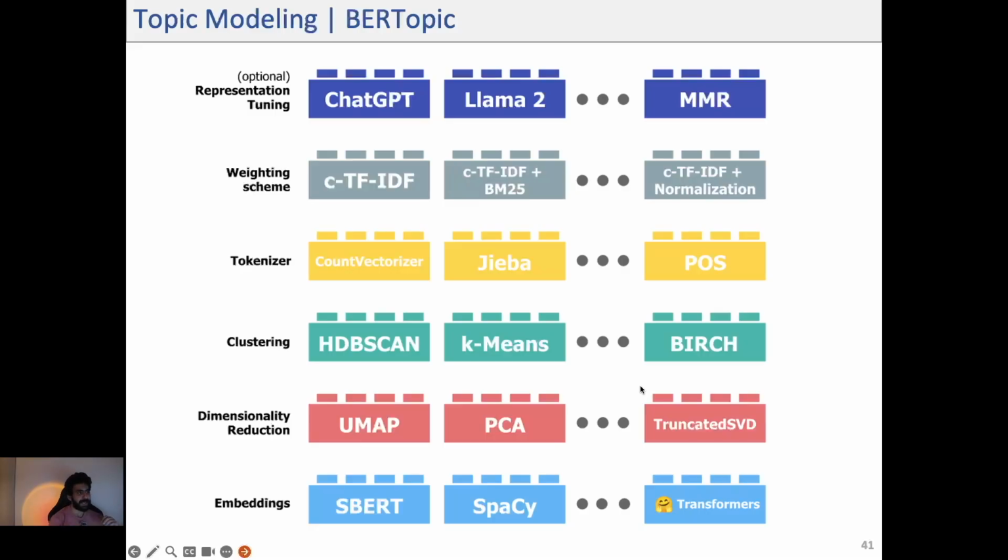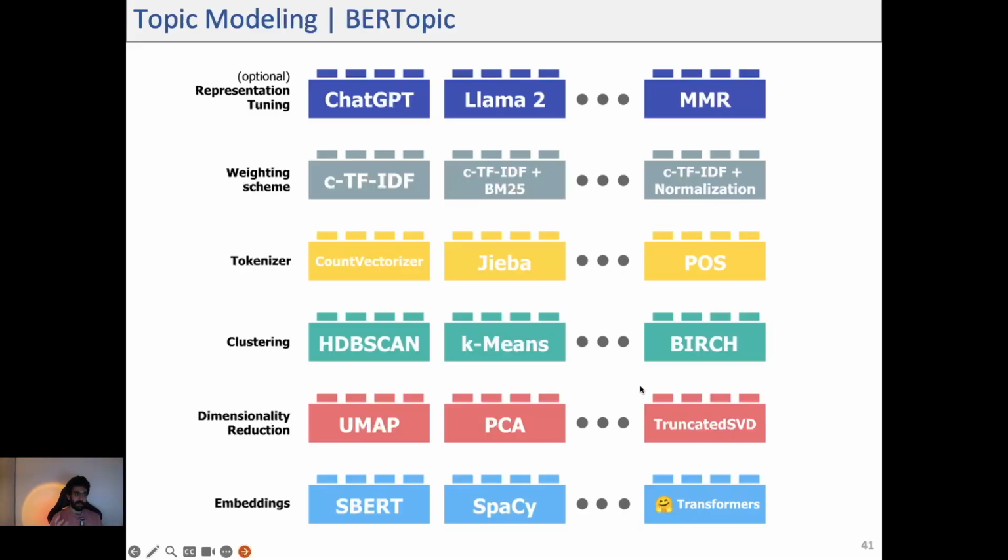So let's start with embeddings, the bottom layer. This transforms our raw text into dense vectors, right? The default is SBERT, but we can also use SimCSE or any model from the Hugging Face library, depending on language coverage, model performance, and also our preferences.